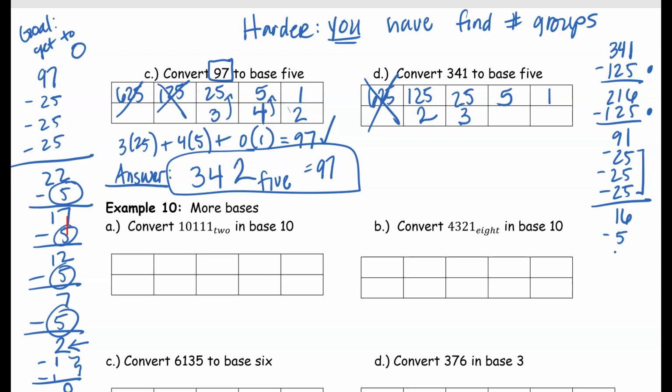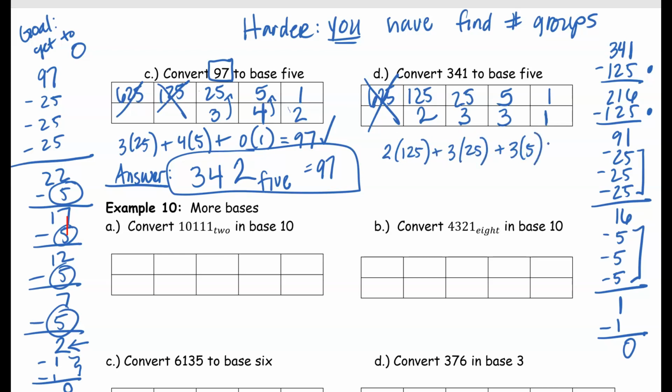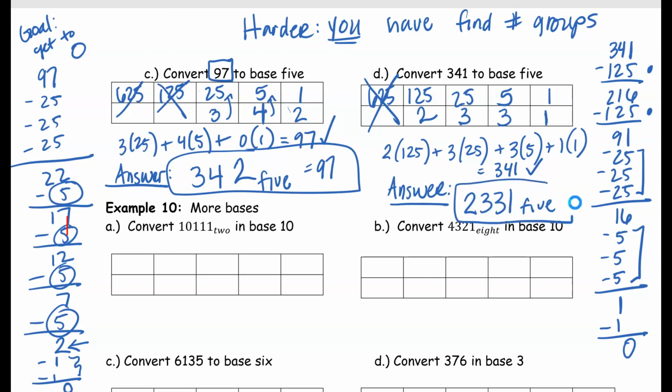And then I could subtract 5 and again and again, until I have 1. So I had 3 groups of 5 that I was able to make. And then I have 1 group of 1 to get to 0. So my expanded form is 2 times 125 plus 3 times 25 plus 3 times 5 plus 1 times 1. And if we work that all out, we end up getting 341. And my answer is 2331 base 5, which is just the number that's in the box, okay? The number of each of those groups.